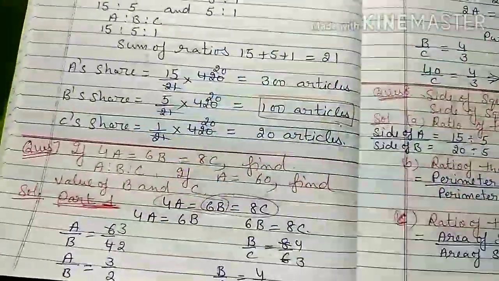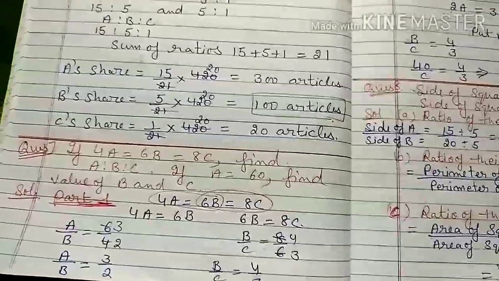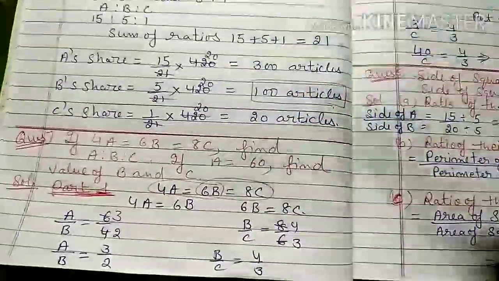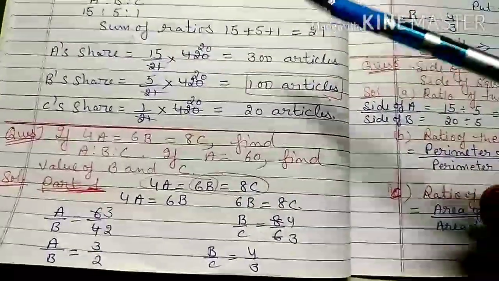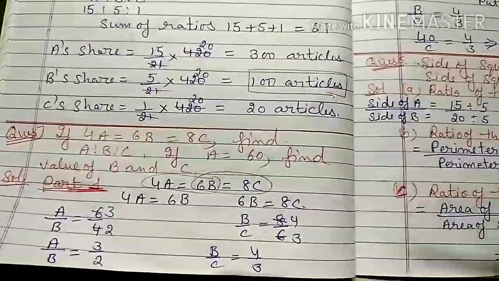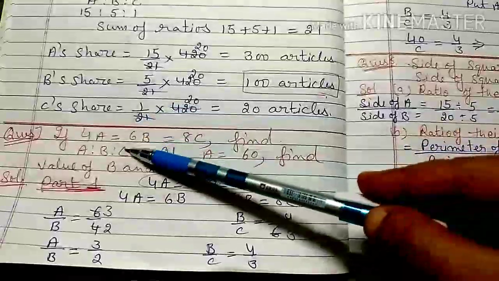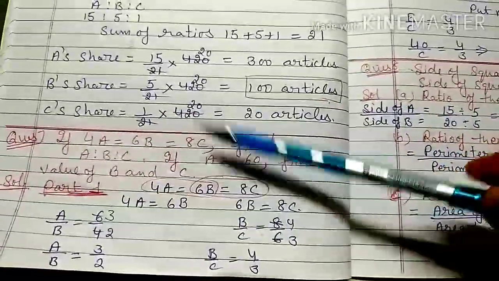Next is your question number 7. Here in this question there are two parts. In part 1 you have to find A ratio B ratio C, and in the second part the individual value of A is given to you. You have to find the B and C value in this. Okay, so here 4A is equal to 6B is equal to 8C.